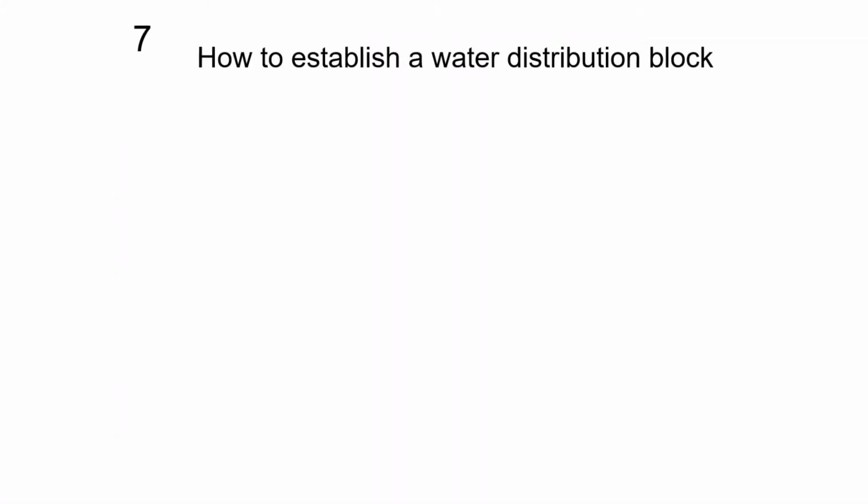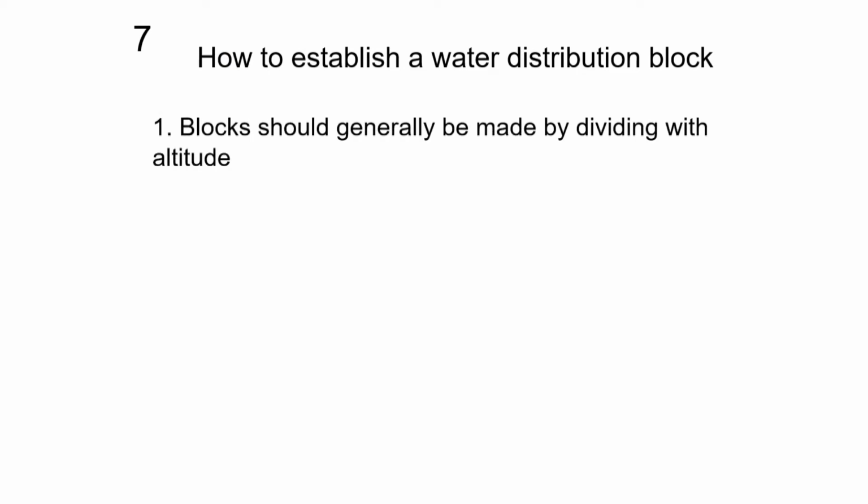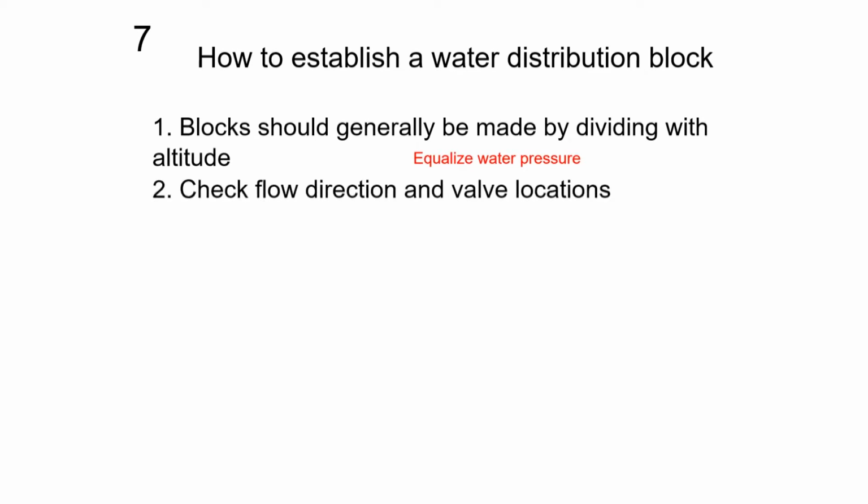There are 5 things to bear in mind in establishing distribution blocks. First, blocks should basically be established by dividing areas by altitude. It is to ensure the same water pressure within the block. Second point is flow direction and valve location. Direction of water flow needs to be checked, and the possibility of establishing a block by closing existing valves should be examined. Installation of additional valves may be necessary.